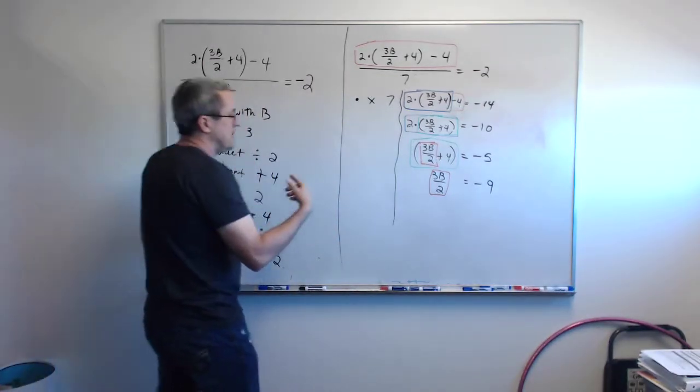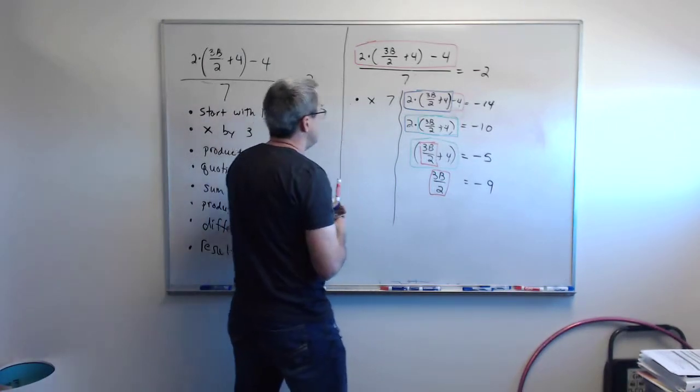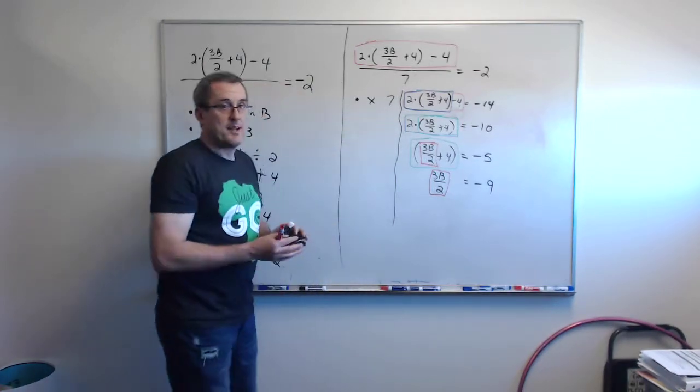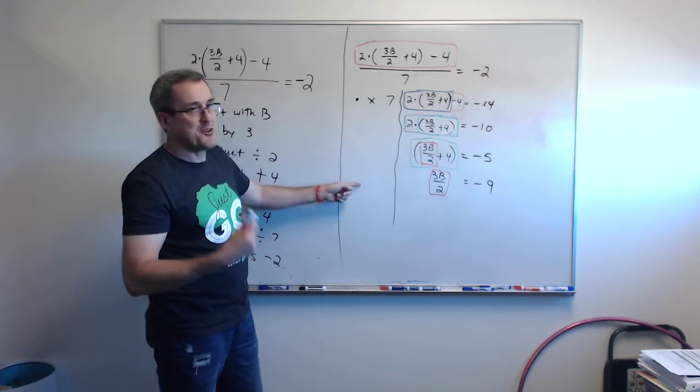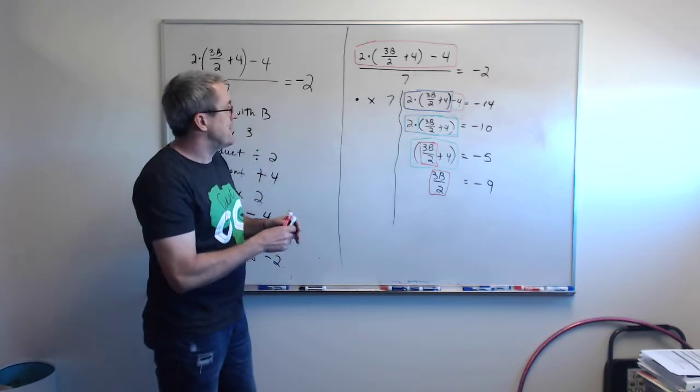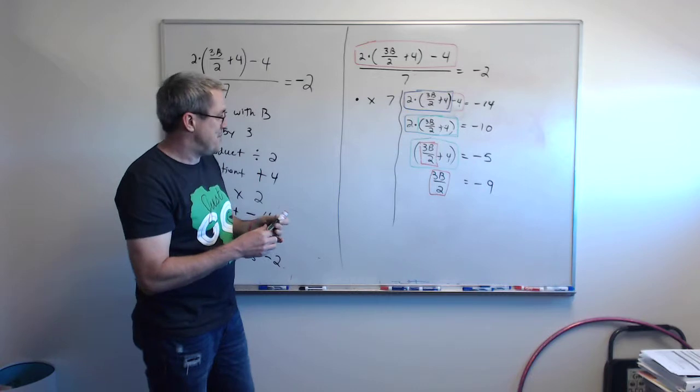Divide by 2, so now I'm going to multiply by 2. I just realized that I failed to keep track of all my steps here, but I've been saying them. I should have been writing them. Maybe afterwards I'll go back and write them all in.